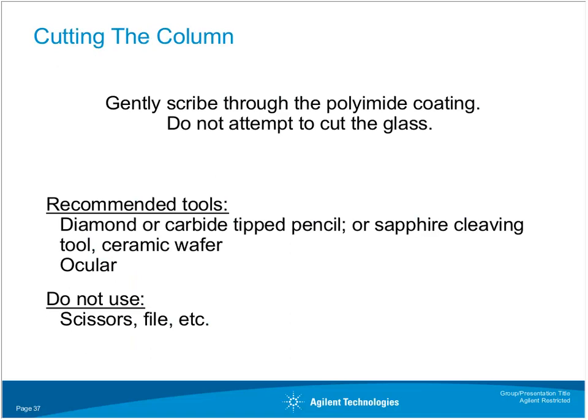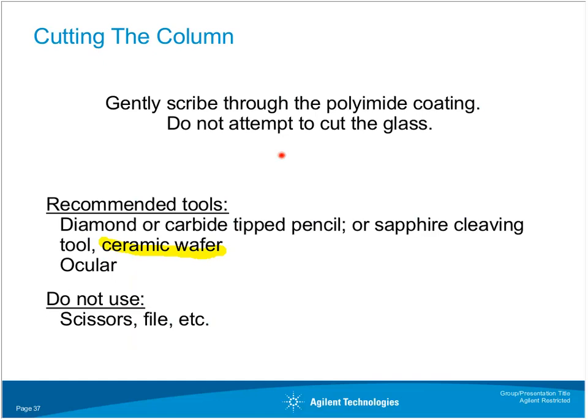When you cut the column, it should be really, really easy to do. The easiest thing to use for that is the ceramic wafer. It's the least expensive one as well. Just really quick and easy, drag it across, and the column basically falls apart. We also have the fancier carbon-tipped pencil or sapphire cleaving tool.